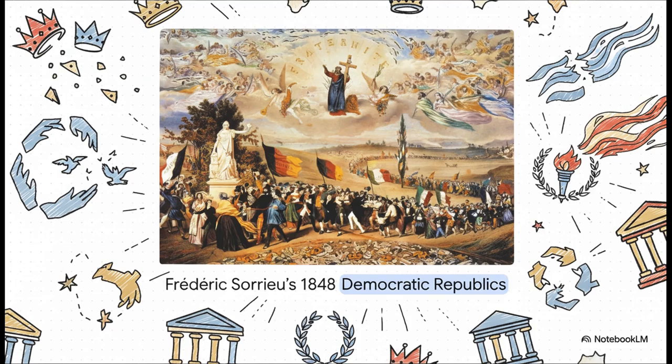Remember, in 1848, Europe was pretty much totally controlled by kings and giant empires. But Soryo, he dared to dream up a completely different world. A world actually made up of democratic and social republics. He literally painted his wildest dream of what the future could, and honestly should, look like.